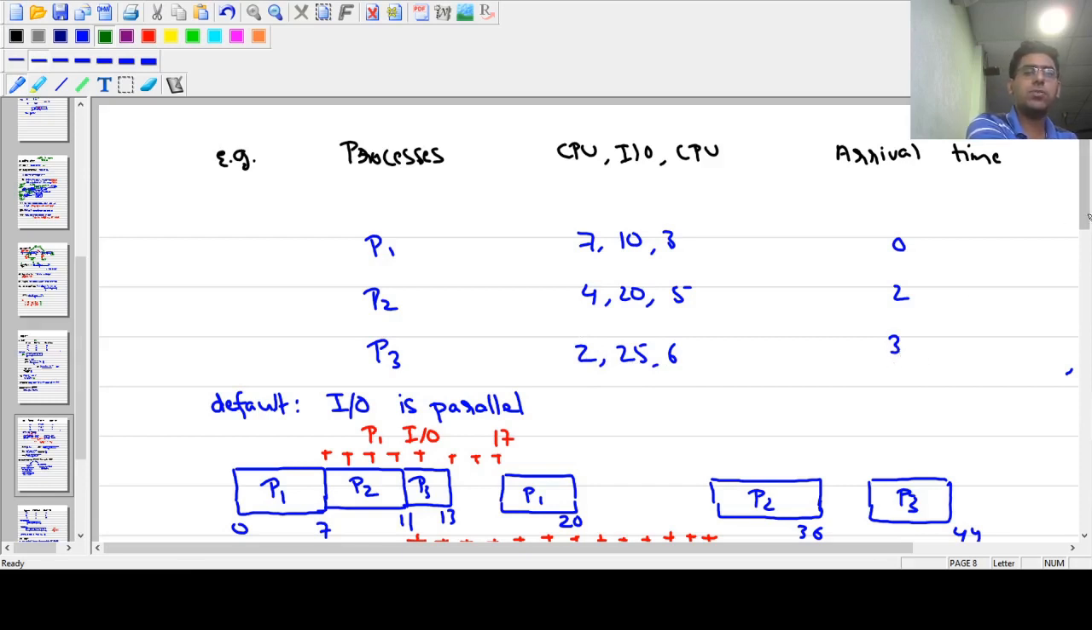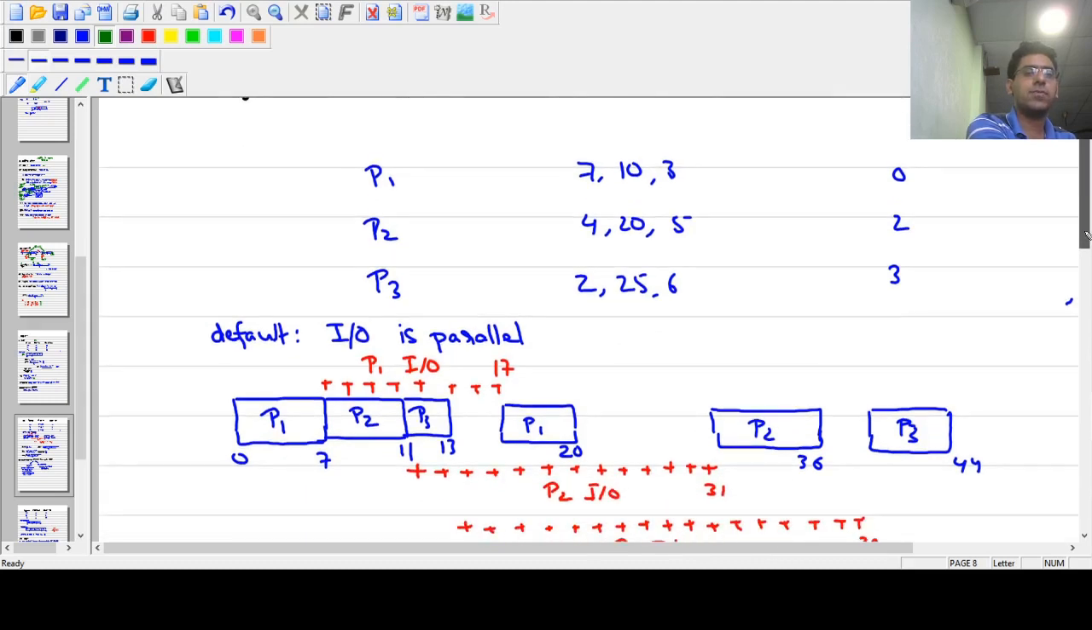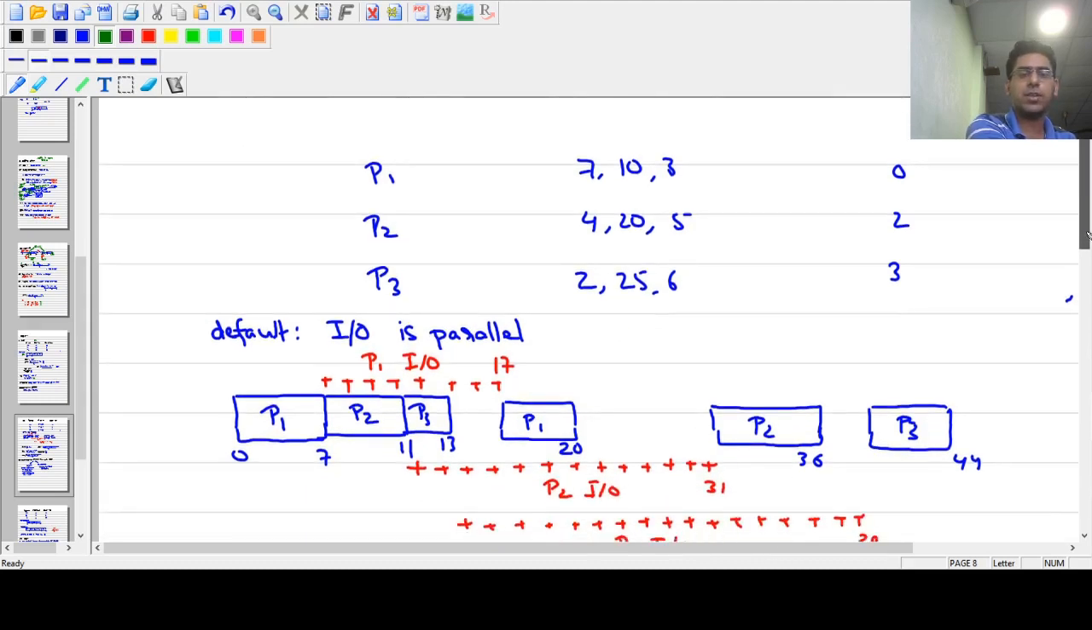Now you need to draw a Gantt chart for this scenario, considering that the input output operations are parallel: if P1 is going to input output device 1, P2 to device 2, and P3 to device 3, then they can do it in a parallel fashion. Considering that assumption, we have to draw the Gantt chart.